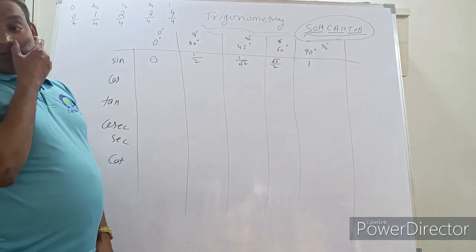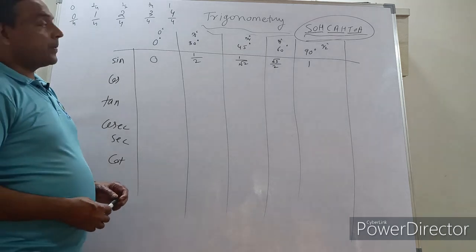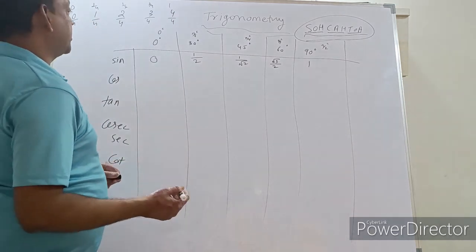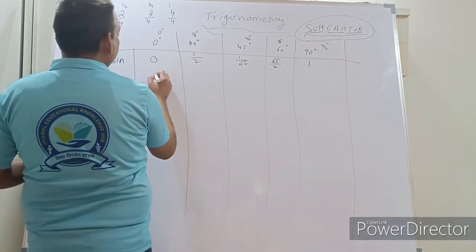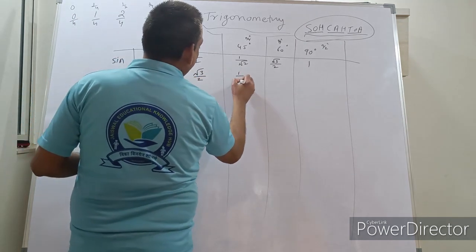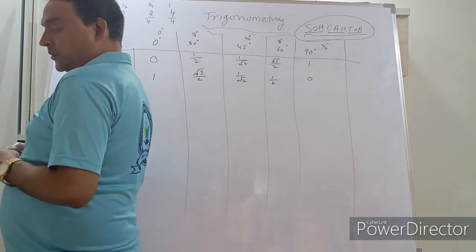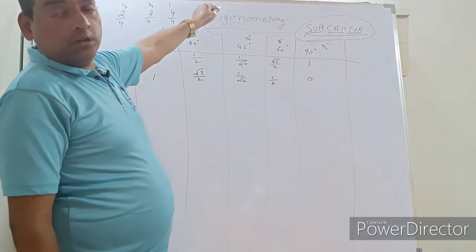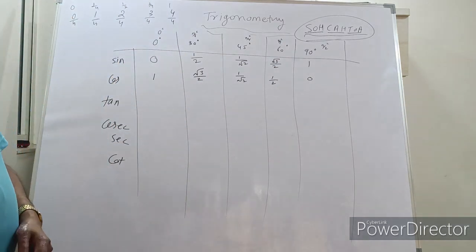Now how to find out the cos? What is the trick for cos now? We got the sine, reverse it. Meaning whatever the sine 90 value is, that becomes the cos 0 value. So 1, root 3 upon 2, 1 upon root 2, then 1 upon 2 and then 0. Simple it is. I took the sine values by using this rule, then reversed the sine to get the cos values. So we have sine and cos.